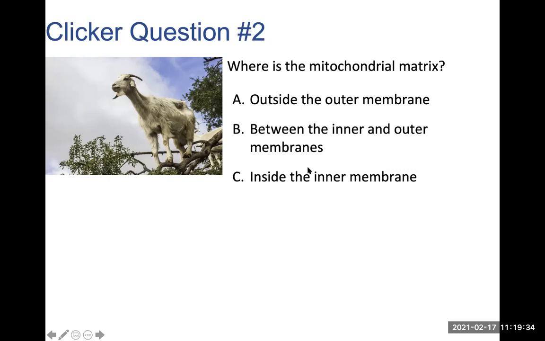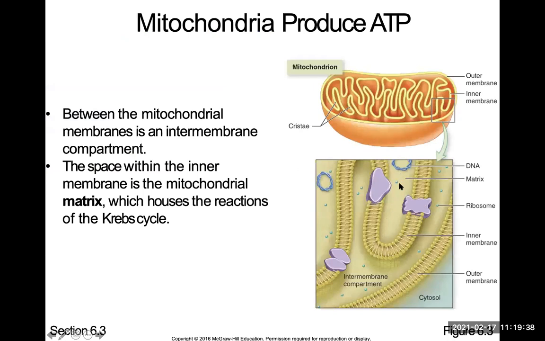So you guys understand the anatomy of the mitochondria. It is C, it's inside the inner membrane. That's the inner membrane. Inside you have the matrix. That's where the Krebs cycle is happening.